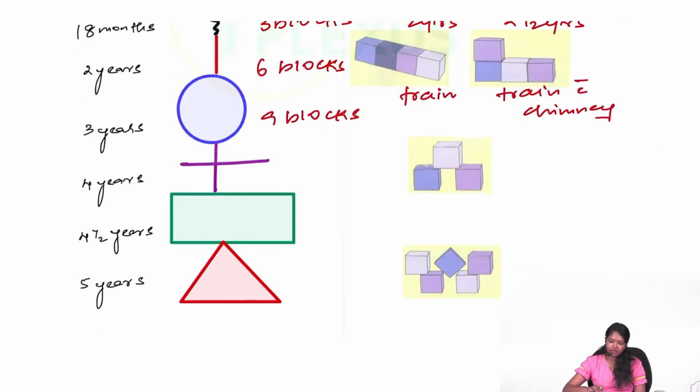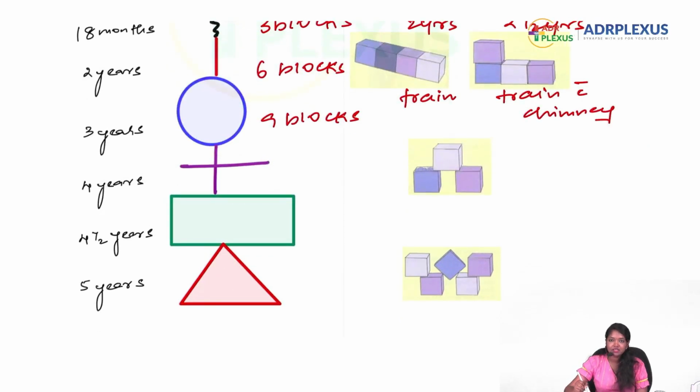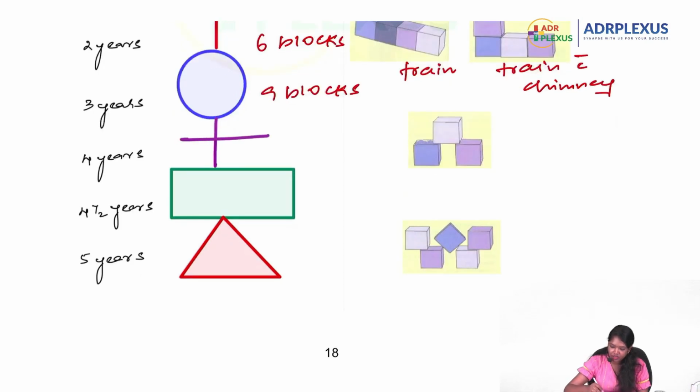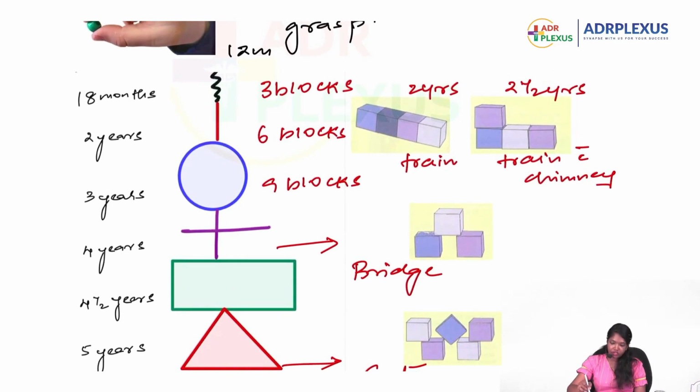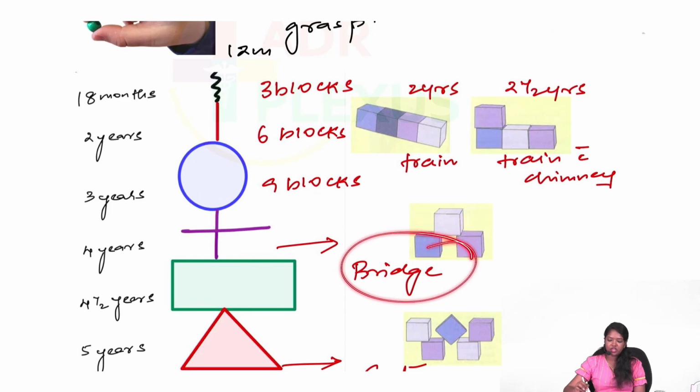The next thing the baby has done, how does it look like? This looks like a bridge. So at 4 years the baby can make a bridge. At 5 years a baby can make a gate. 4 years bridge, 5 years gate. They can give you these images and ask you the age of the child also. Clear? Very simple. Scribbling, vertical stroke, circle, cross, rectangle, triangle. 3 blocks, 6 blocks, 9 blocks, bridge and gate.